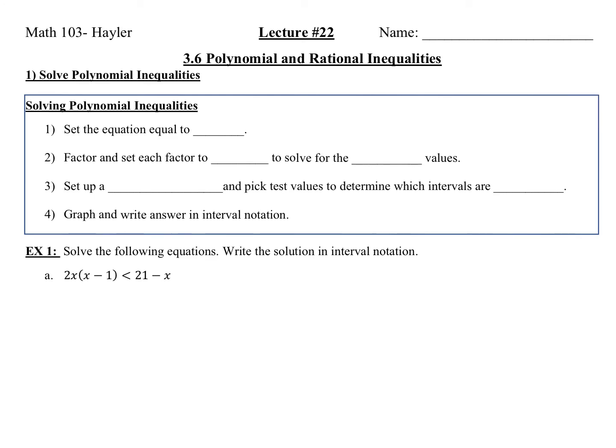Welcome to Lecture 22, 3.6, Polynomial and Rational Inequalities. So for the objective, we're solving polynomial inequalities.